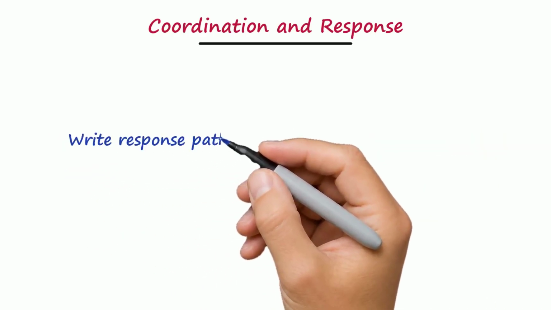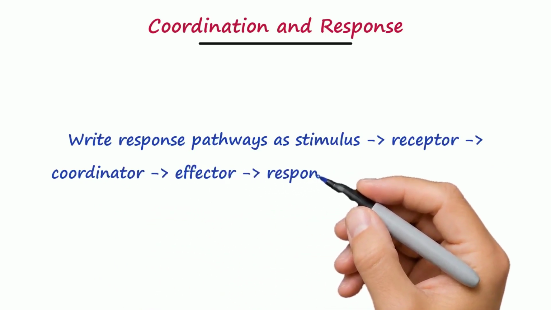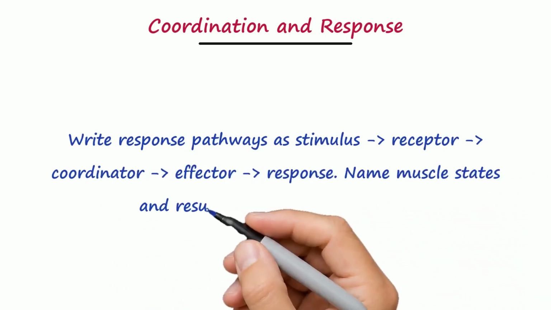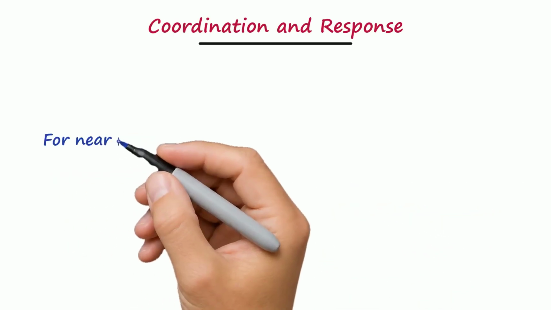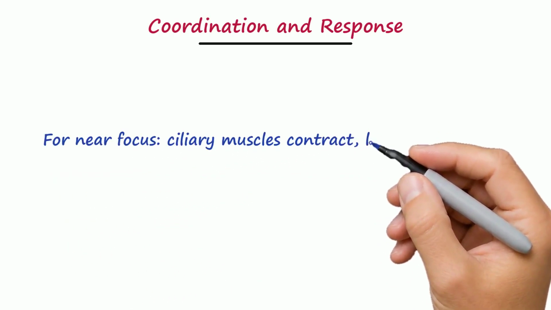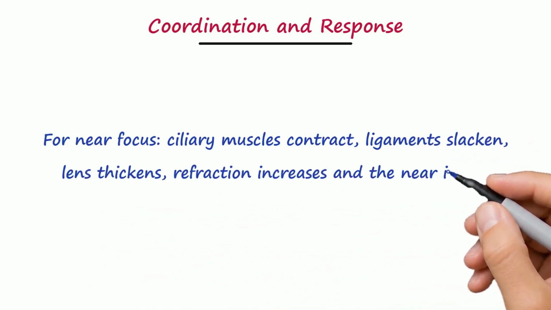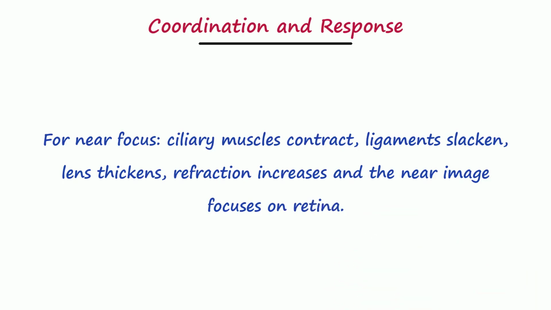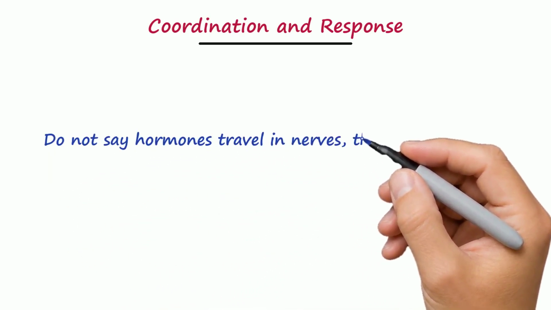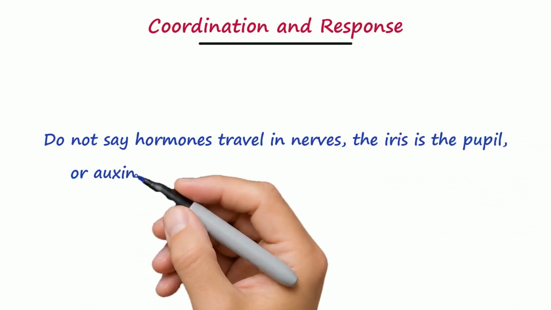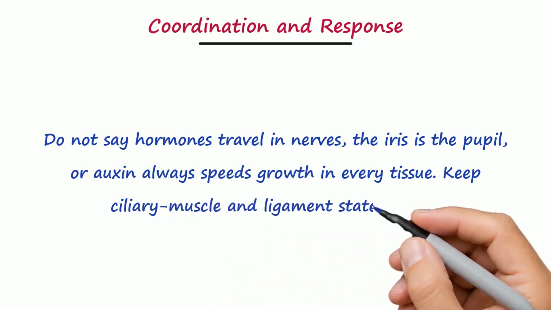Write response pathways as stimulus-receptor-coordinator-effector-response. Name muscle states and resulting lens or pupil change. For near focus, ciliary muscles contract, ligaments slacken, lens thickens, refraction increases and the near image focuses on retina. Do not say hormones travel in nerves, the iris is the pupil, or auxin always speeds growth in every tissue. Keep ciliary muscle and ligament states linked.